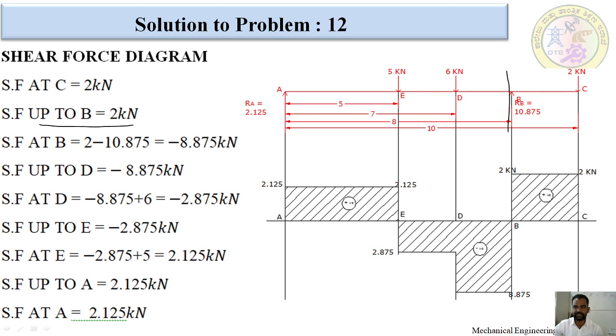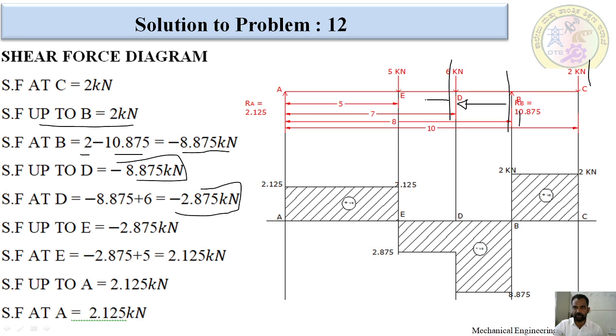I am going to take a section here. From right of the section, upward force taken as negative, downward force taken as positive. This is downward force positive, this is negative. 2 positive, negative 10.875. The result would be minus 8.875 kN. Up to B point we had. After that there is no UDL type load on the beam. Up to D point we are having the same load. How much? Minus 8.875. This is the load. After that I am going to take right of the section here. Up to here we have minus 8.875 plus positive 6 kN because of downward direction. We would calculate it to be negative 2.875 kN.